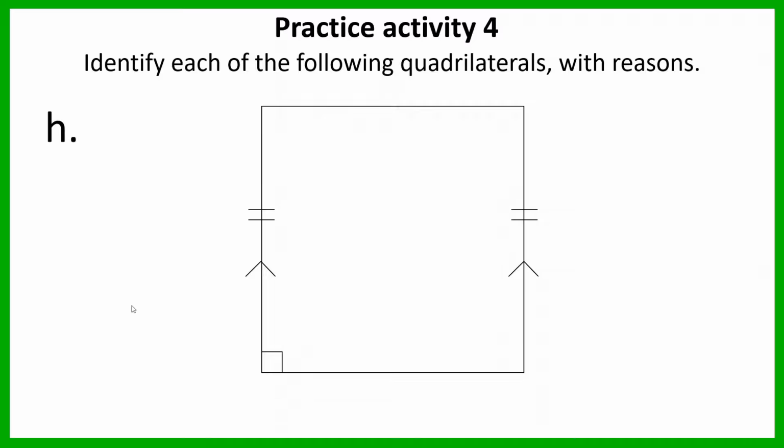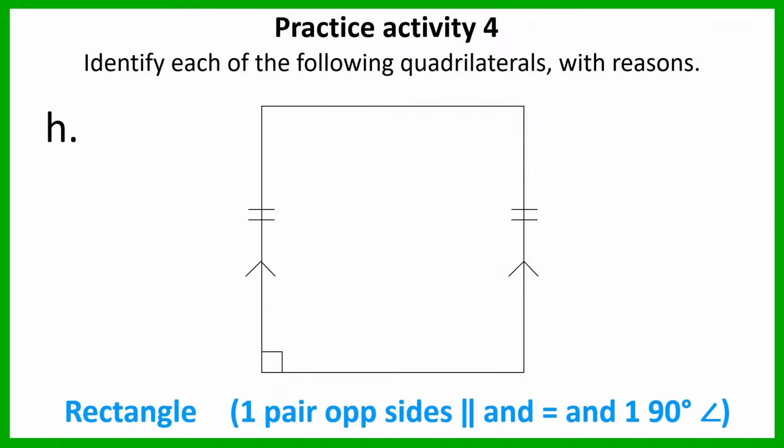Okay, so you should have found for this one, first of all, you can prove that it is a parallelogram because you have one pair of opposite sides that are parallel and equal. And then also you have a right angle, which means that it is a rectangle. Be careful, it looks like a square, but we can't prove that it's a square because we don't have enough information. So we can say that it's a rectangle because there's one pair of opposite sides parallel and equal, and there is a 90-degree angle. And those are the properties of the quadrilaterals and how we use the properties to identify the quadrilaterals.